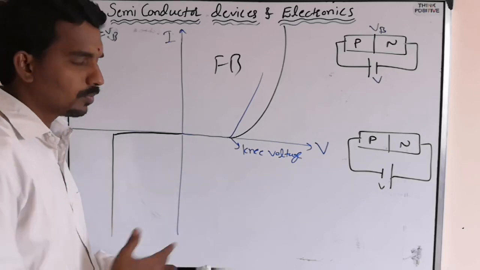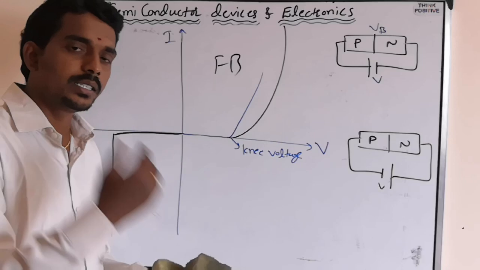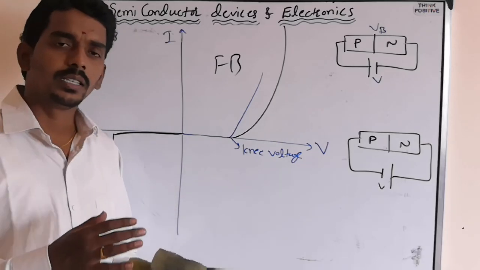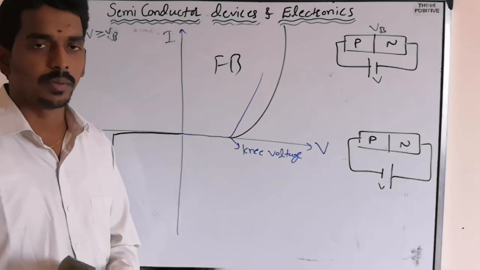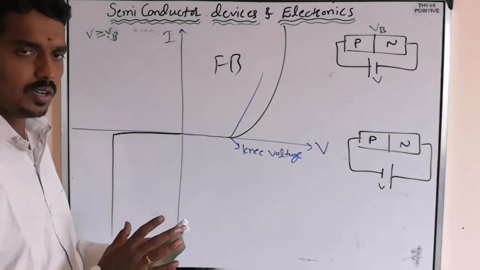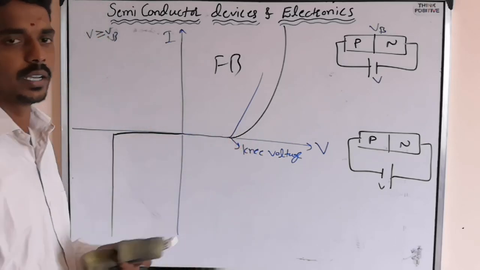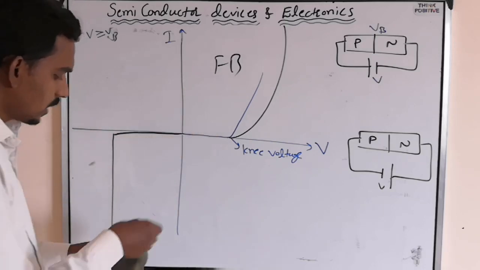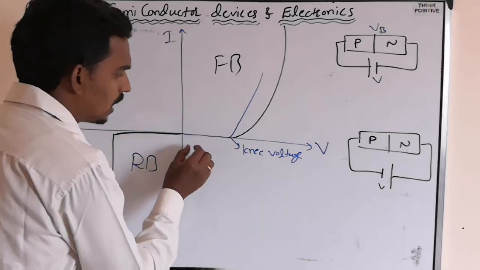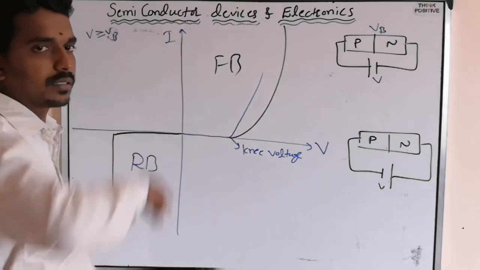At this breakdown point, there are two types of breakdown, like avalanche breakdown and Zener breakdown. Those things we will discuss in detail in the coming session. But right now you understand how the current varies with the applied voltage in forward bias and in reverse bias. In forward bias, up to some voltage no current, but after that it increases.